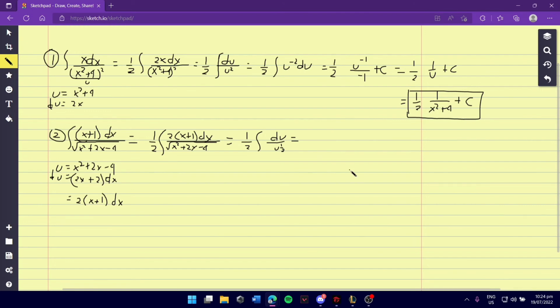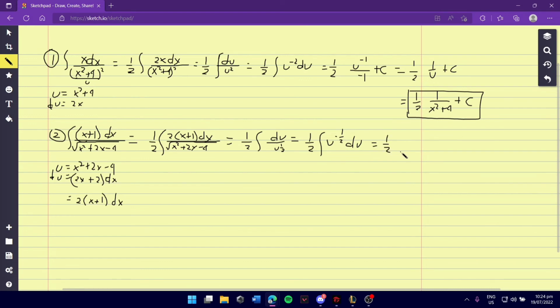Move the u above. We'll put u in our numerator. So copy 1 half. So u here will become negative. So it becomes u times u raised to negative 1 half du. Integral again. So next, we will integrate.